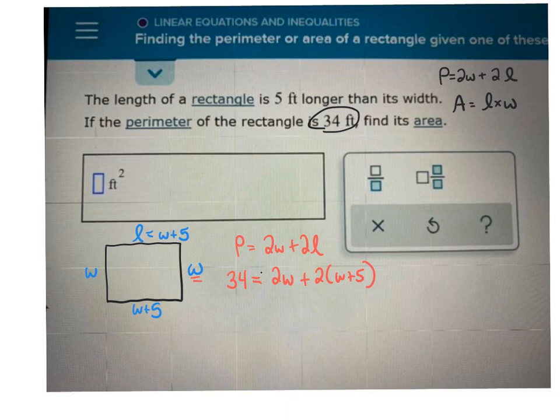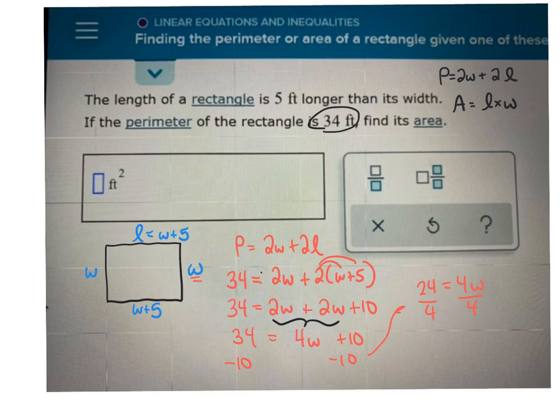So now I'll just solve this by doing my normal algebra. I'll distribute the 2, so I get 34 equals 2W plus 2W plus 10. Putting these two terms together, 2W and 2W is 4W plus 10 equals 34. I'll subtract 10 from both sides. That will give me 24 when I subtract 10, equals 4W. And then dividing by 4, W equals 6.